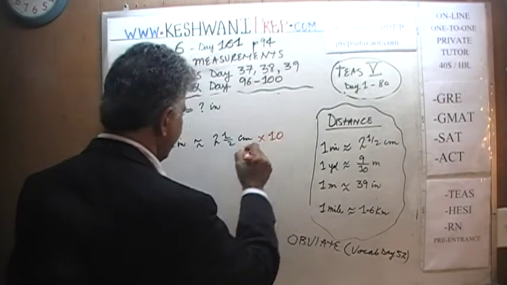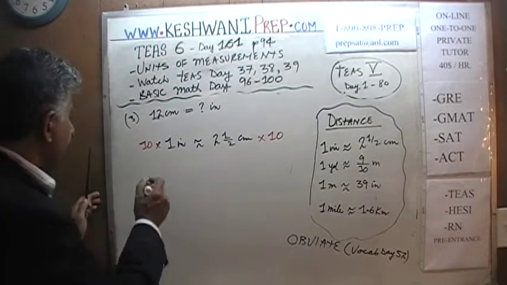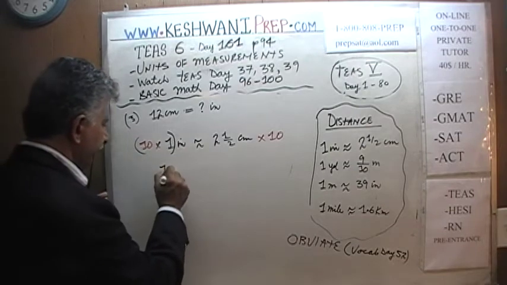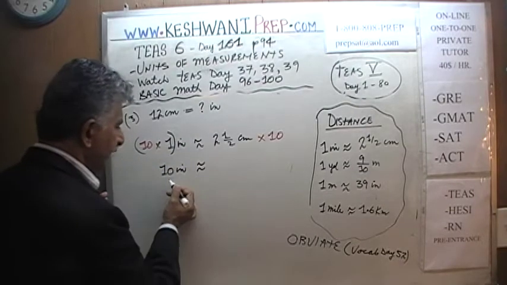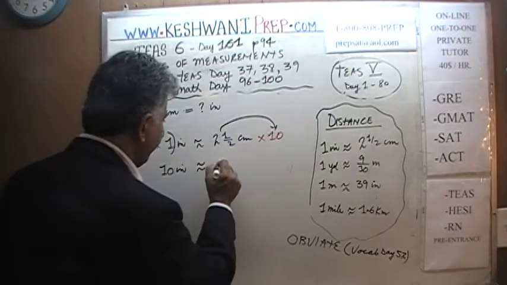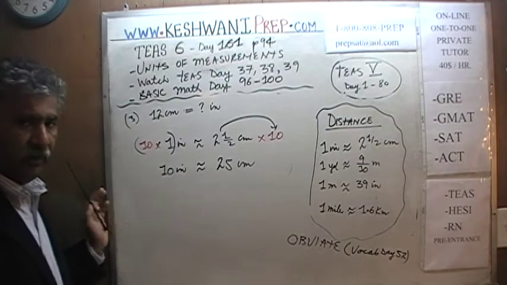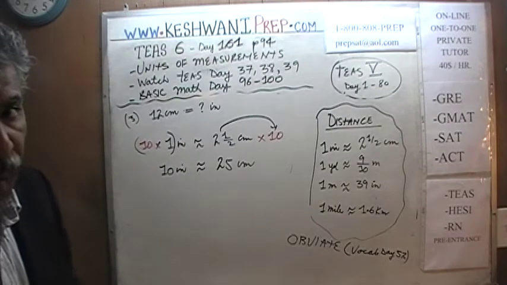If we multiply both sides by 10, what do we find on the left-hand side? On the left-hand side, we have 10 inches. And that tells us that 10 inches is approximately 10 times 2.5. 10 times 2.5 is 25 centimeters. You with me so far? And how do I know that 10 times 2.5 is 25 centimeters?